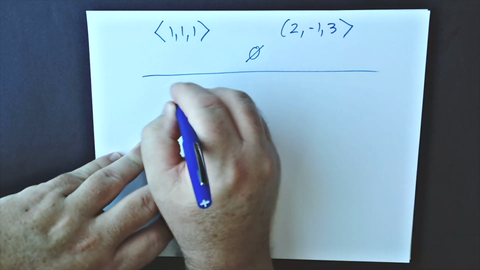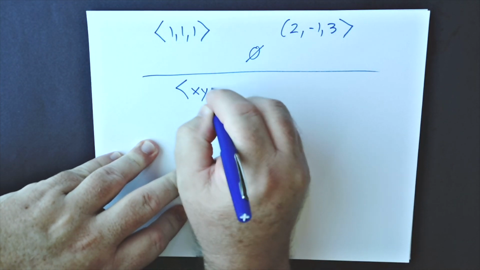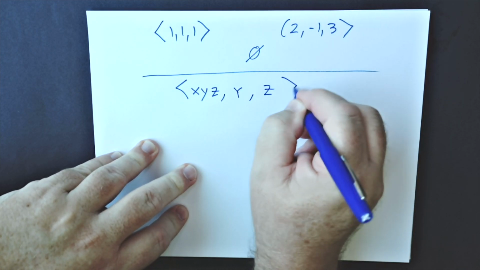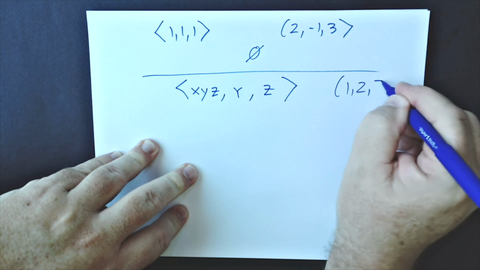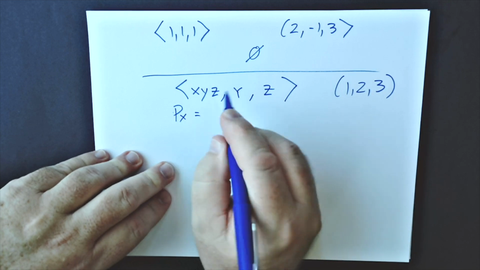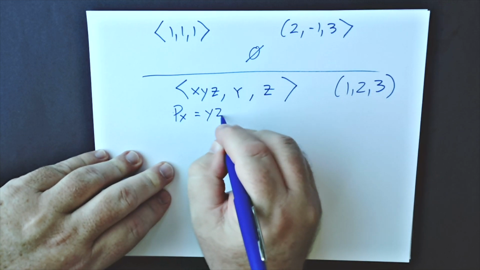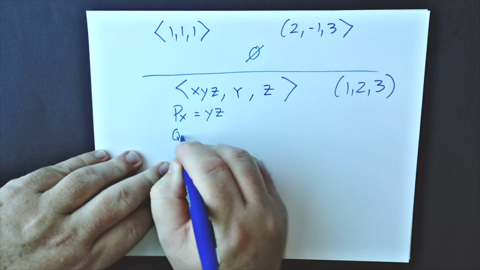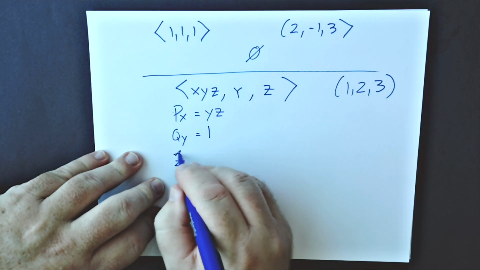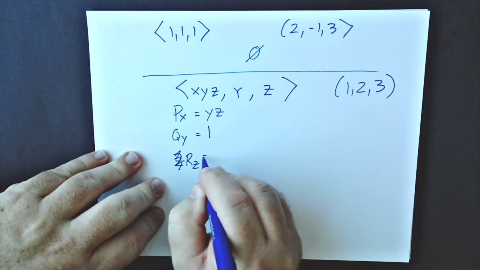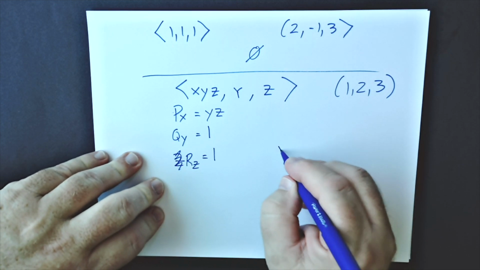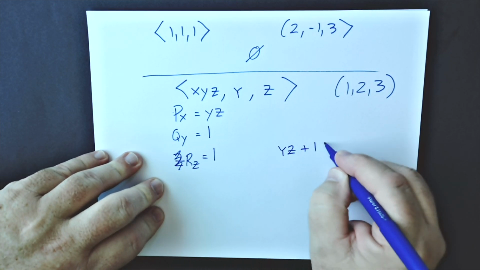Let's try another one. That's silly. Let's do x, y, z, and y and z. And then our point is (1, 2, 3). So we've got P sub x. Well, P sub x is just going to be yz. And Q sub y, well, that's going to be 1. That's easy. And R sub z is 1. And so then our divergence is going to be yz plus 1 plus 1.